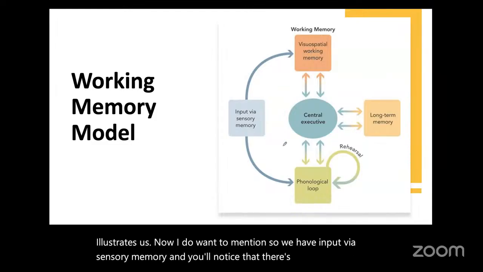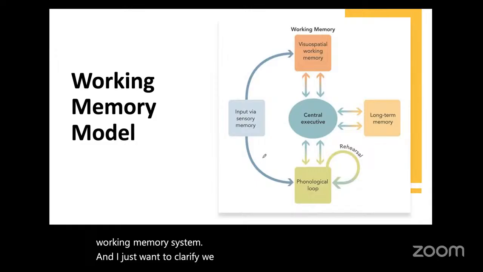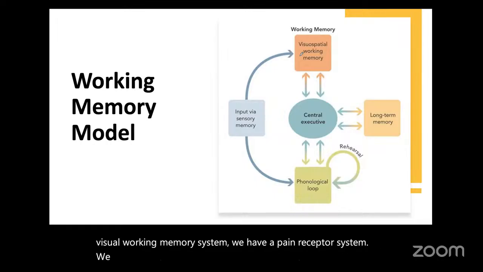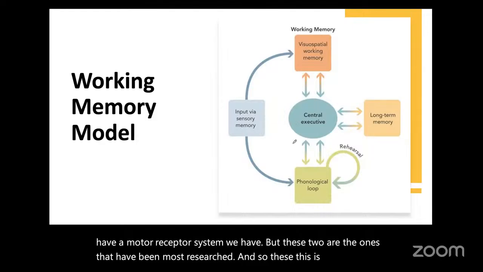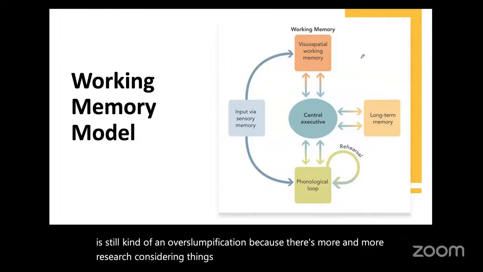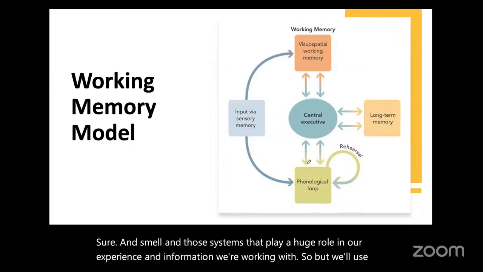and you'll notice that there's only two in the working memory system. And I just want to clarify, we have not only an auditory system and a visual working memory system, we have a pain receptor system, we have a motor receptor system, but these two are the ones that have been most researched. And so this is still kind of an oversimplification because there's more and more research considering things like pain and pressure and smell, and those systems that play a huge role in our experience and information we're working with. So, but we'll use these two because they've been the most researched. Okay.